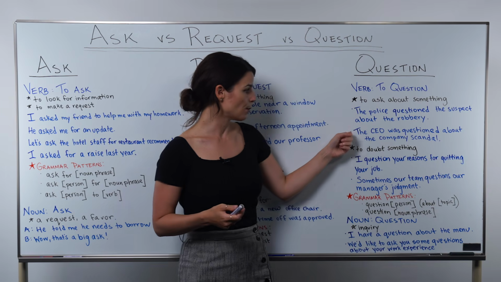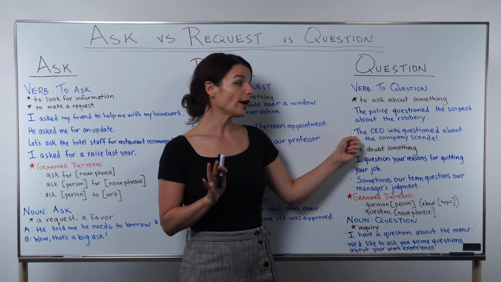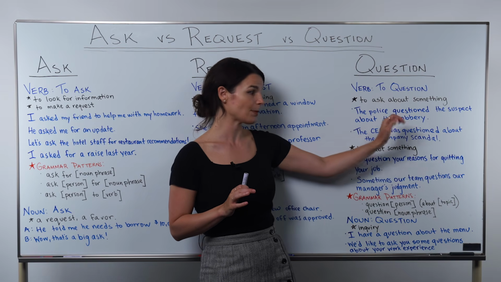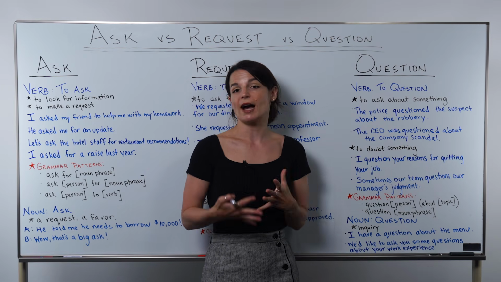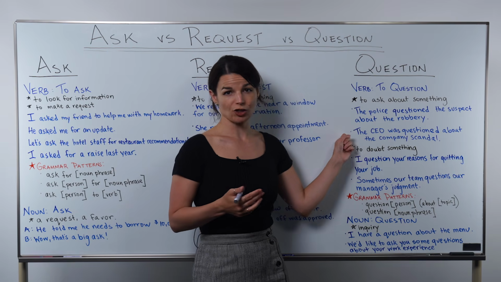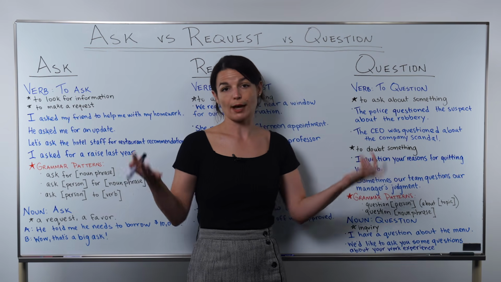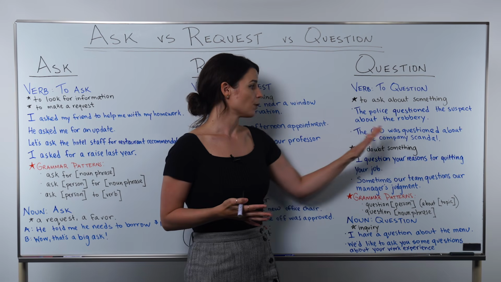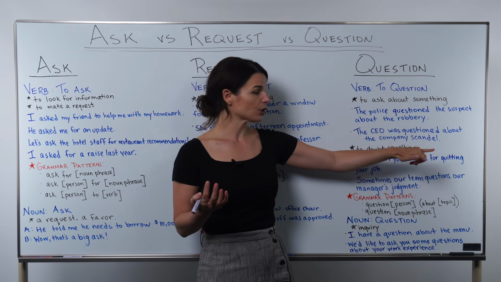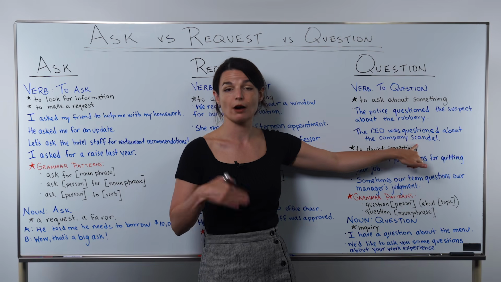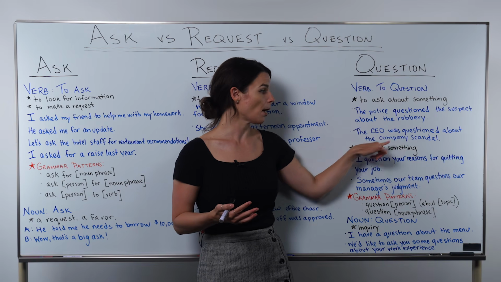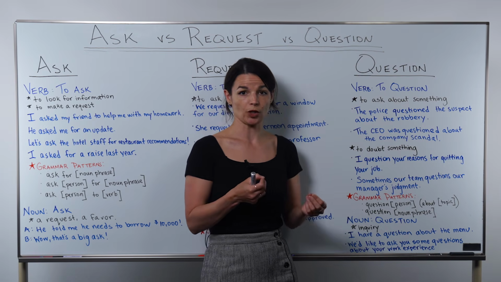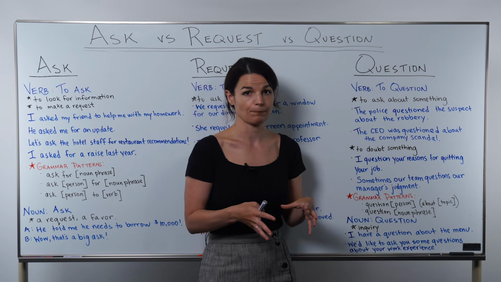Let's look at one more example. The CEO was questioned about the company scandal. Here we have a passive sentence structure, right? Who questioned the CEO? We don't know, or it's not important. We want to focus on the situation with the CEO. So the CEO was questioned about plus the topic of the question. So about the company scandal. So this is one way that we use the verb to question. It means to ask many, many things, okay?